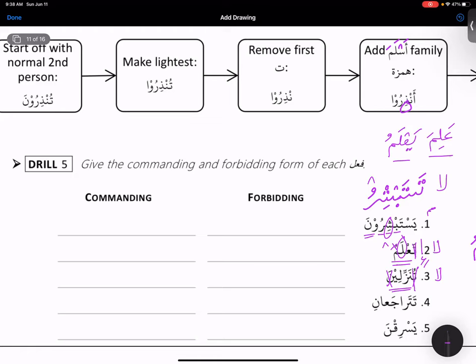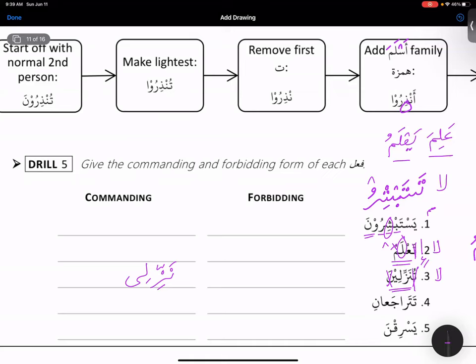Why are we saying tu in Amar? No, it should be only nazzil, like i'lam. So the command would be nazzili, for anti, right? We drop the noon, we drop the ta, and the word is readable. When the word is already readable, we do not have to bring the helper Alif anymore. So nazzili.